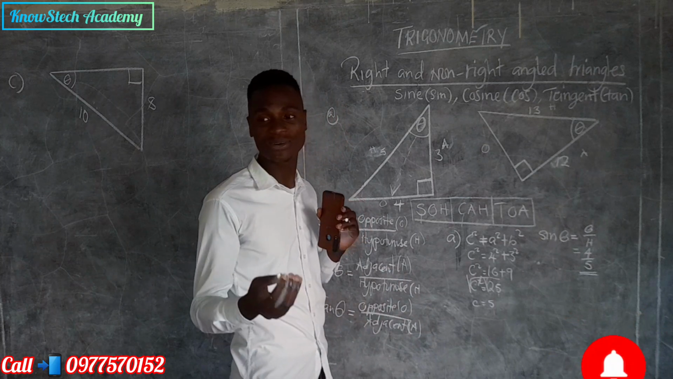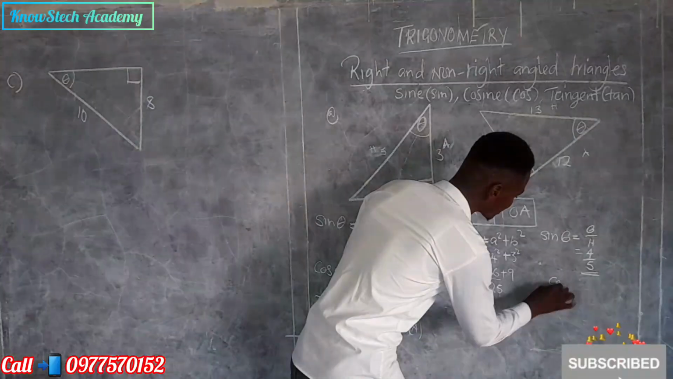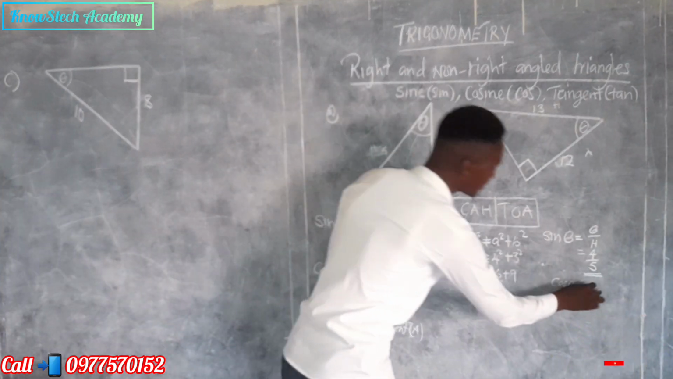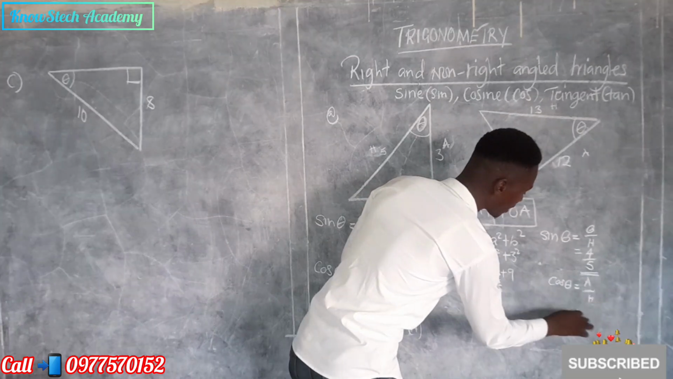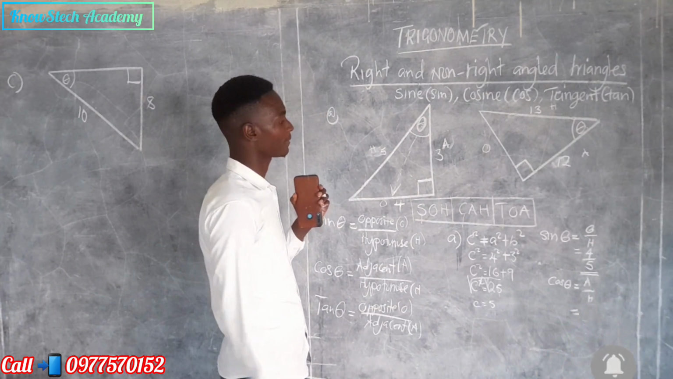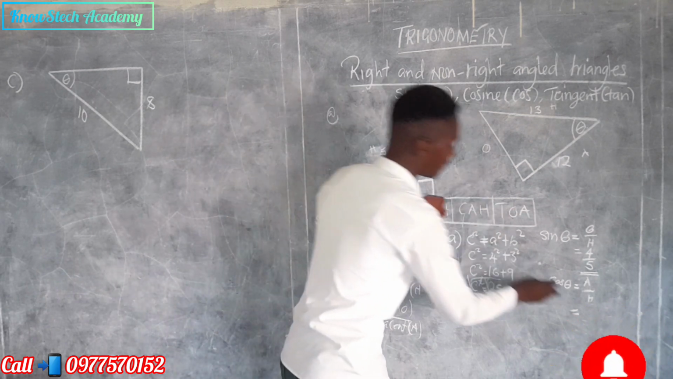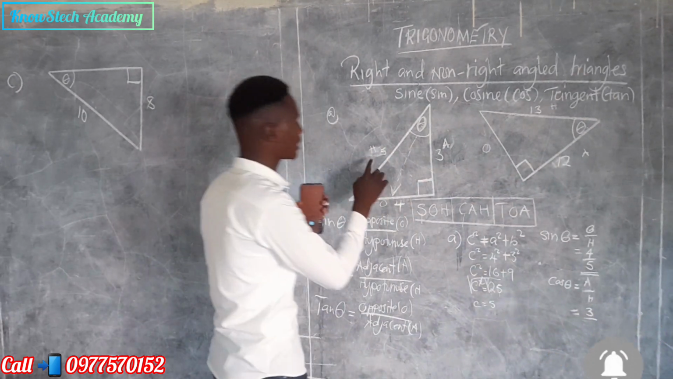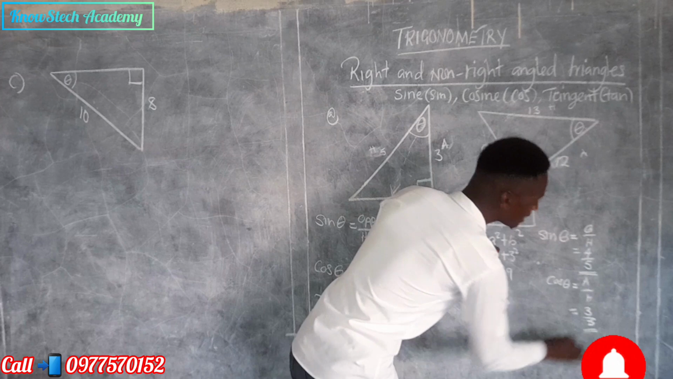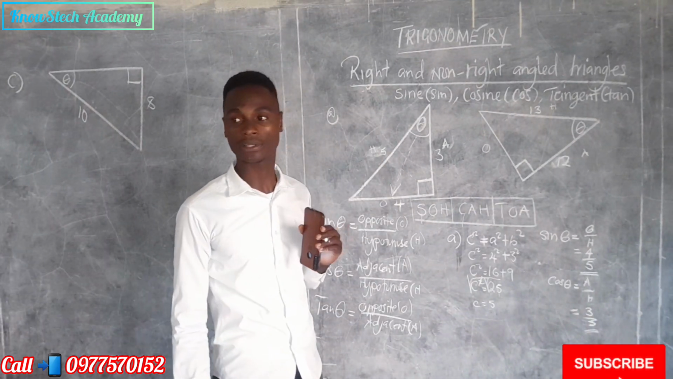Can you go to cos? We look at cos. So cos theta is equal to adjacent, which is A, over hypotenuse. What is the adjacent here? The value of adjacent? 3. Okay? 3. What is the hypotenuse? 5. So it will be 3 over 5. This is how simple mathematics is, or when it comes to trigonometry.